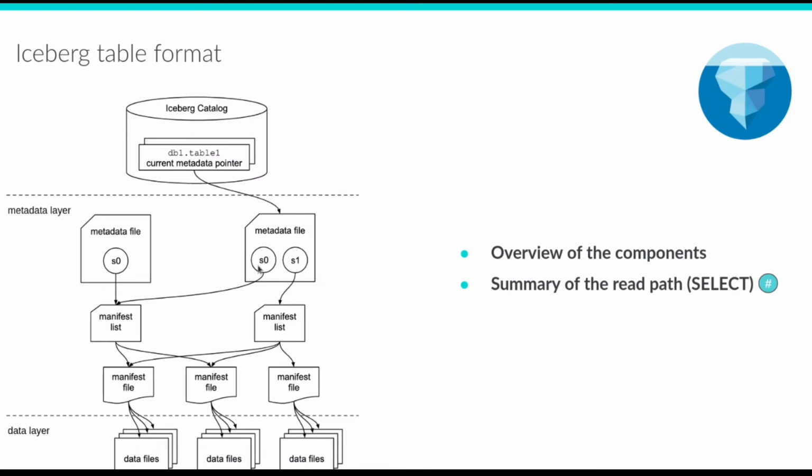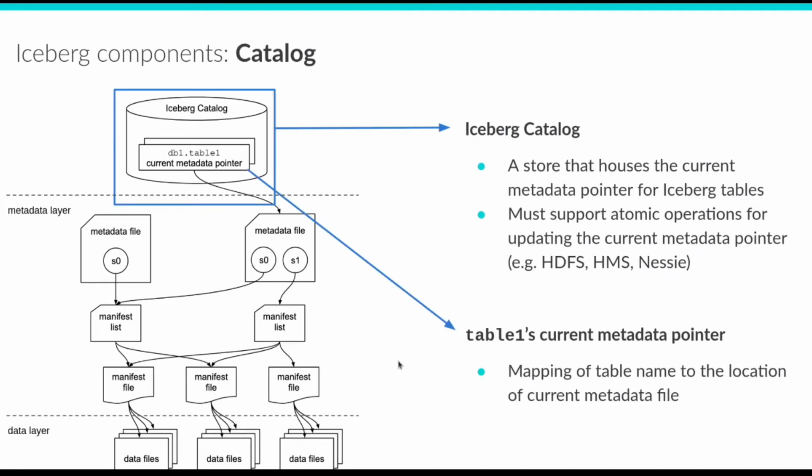Okay, so let's take a look at how Iceberg is structured. This image here shows the structure of how Iceberg works, and there are essentially five components: your catalog, your metadata file, your manifest list, your manifest file, and your data file. First we start out with the catalog.